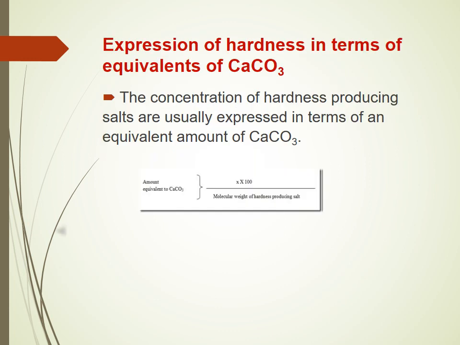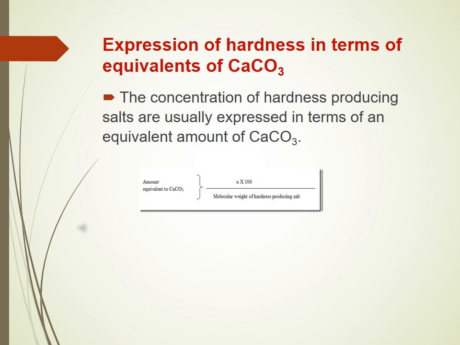Now, the important thing is how we will determine the concentration of the hardness which is present in the water. Basically, the concentration of the hardness producing salts is usually expressed in terms of the equivalent amount of calcium carbonate. Now, why are we taking the concentration of the hardness producing impurities in terms of the equivalent amount of calcium carbonate?